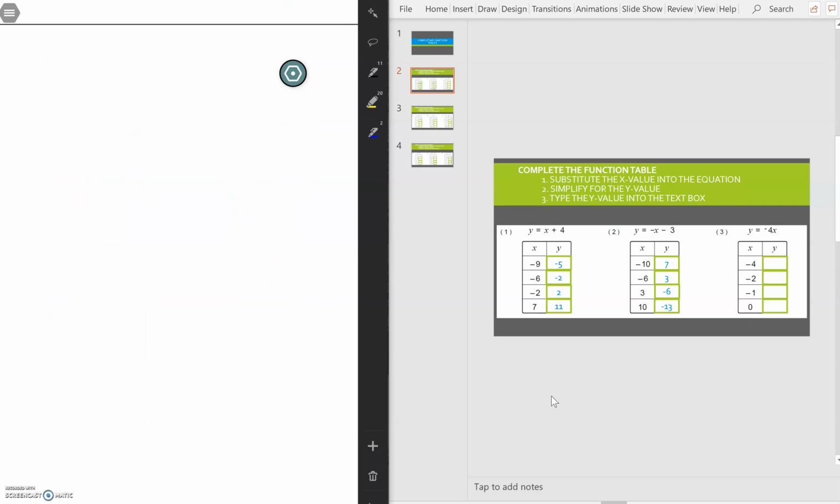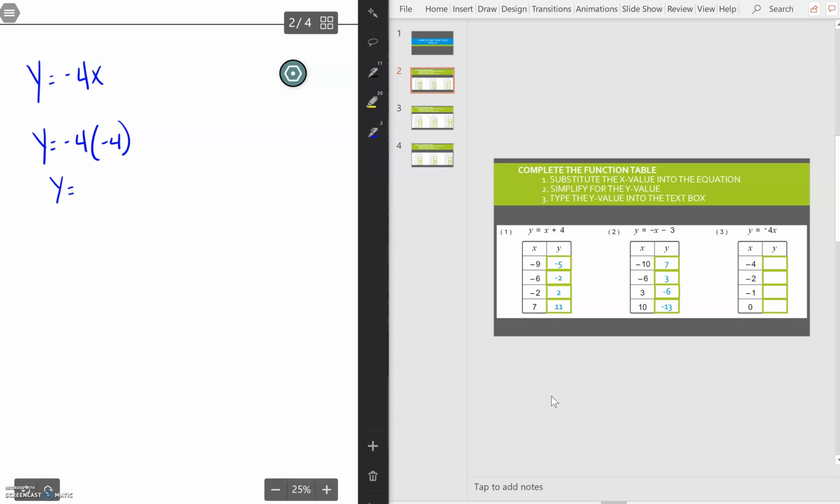All right. Now we're done with that one. Now let's move on to number 3. Our equation is y equals negative 4x. So we want to find out what our y value is when x equals negative 4. If x equals negative 4, we have to make sure to substitute a negative 4 in. We multiply negative 4 times negative 4, which is positive 16. So when we have an x value of negative 4, we have a y value of positive 16.